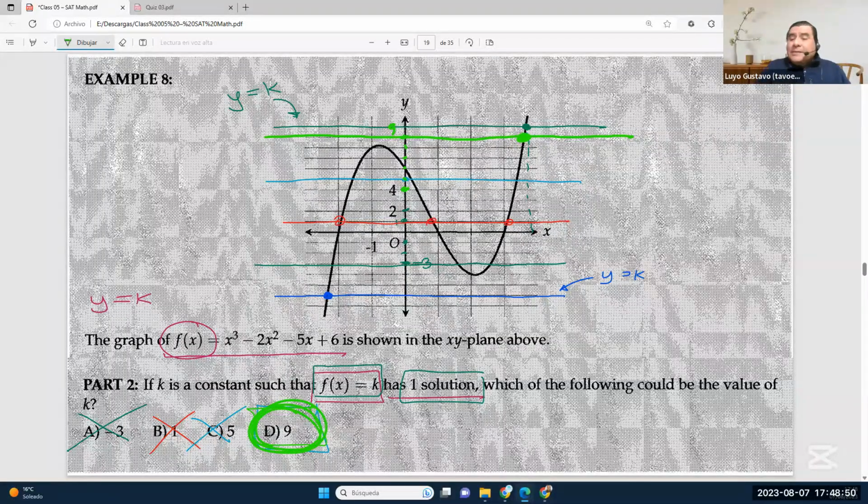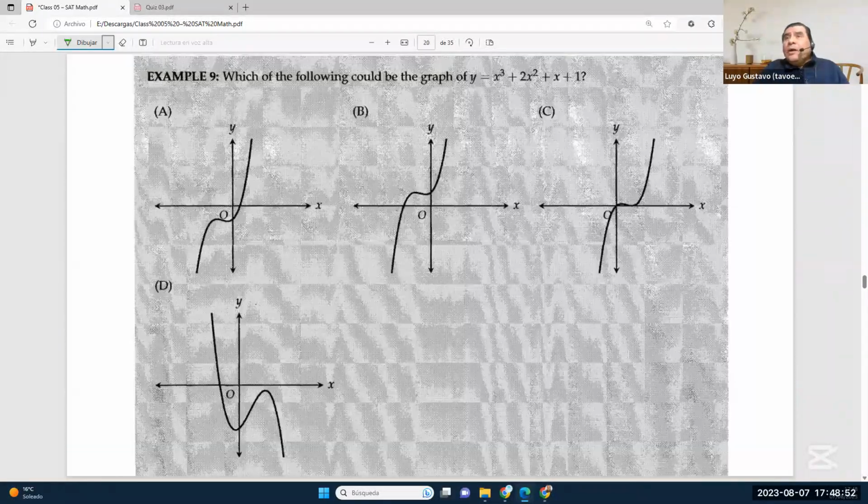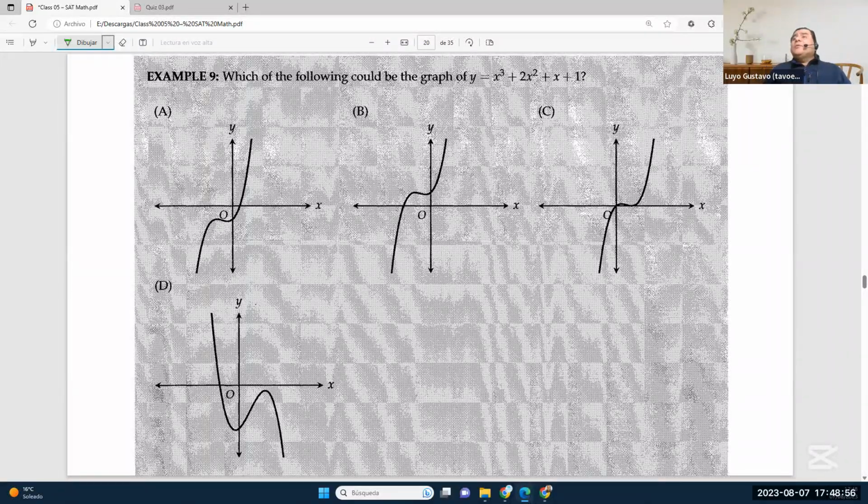Okay, let's see now one last example. Which of the following could be the graph of y equals x cubed plus 2x squared plus x plus 1?